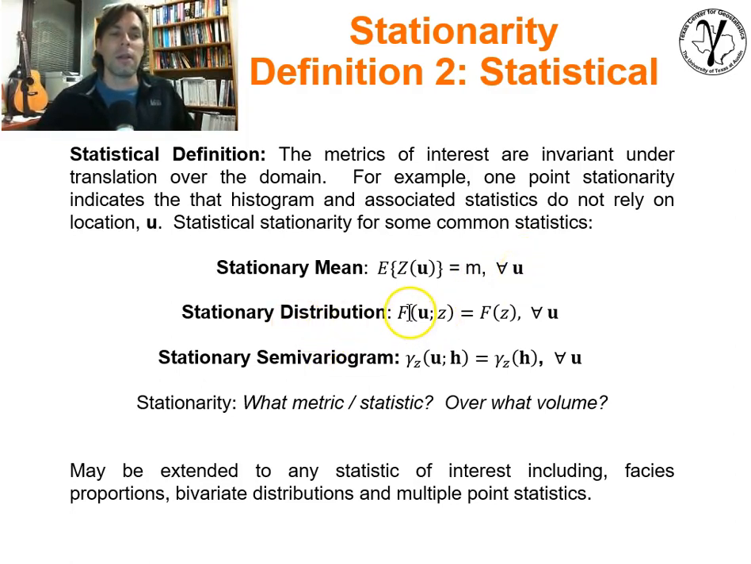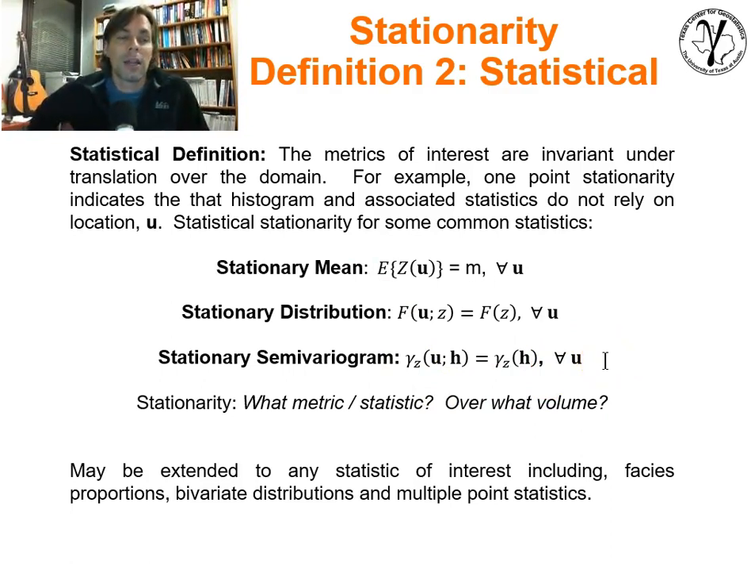The distribution, f of u, with u being the location vector and z being the property of interest, is only a function of z. The location is not important over the locations we look at. The CDF, capital F, is the same everywhere for the variable z. The semi-variogram could also be considered stationary. That is, the semi-variogram of the property z is only a function of the lag vector h, and we will talk about semi-variograms pretty quickly here, and has nothing to do with the location over the locations we're interested in.